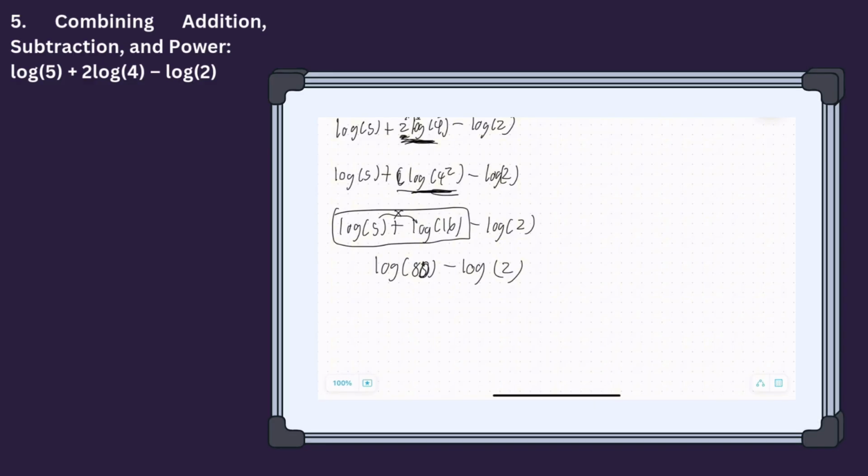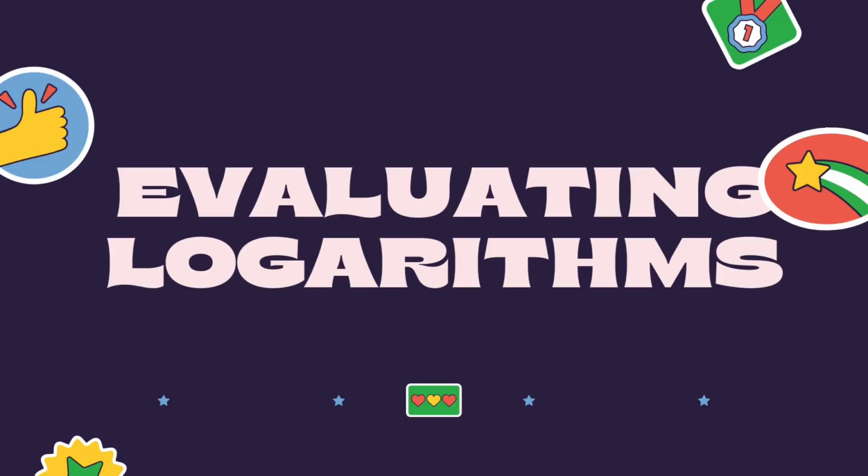Now here, since you see a negative sign, you'll apply the quotient rule, in which you'll divide. So 80 divided by 2 is equal to 40. So this will be your final answer, 40. Now let's proceed to our next concept, evaluating logarithms.